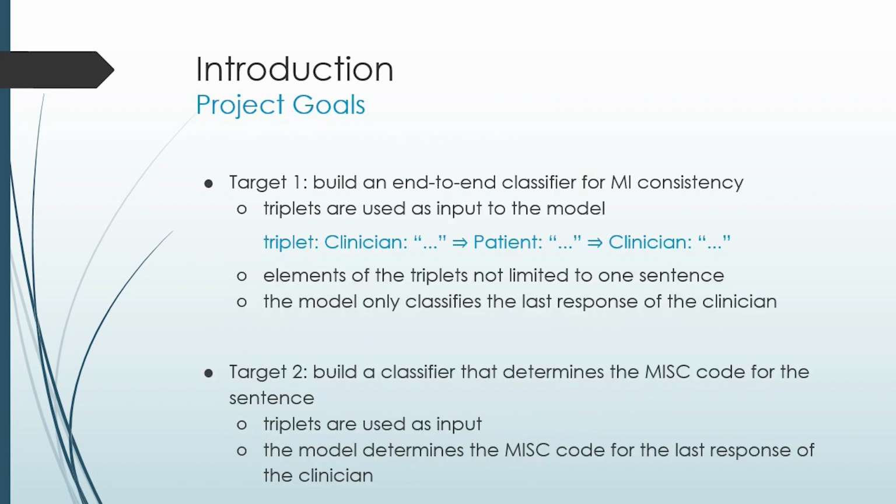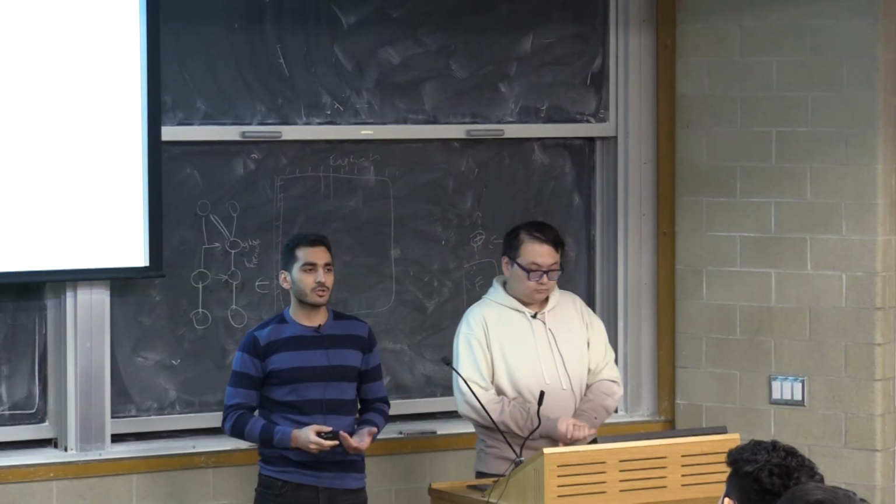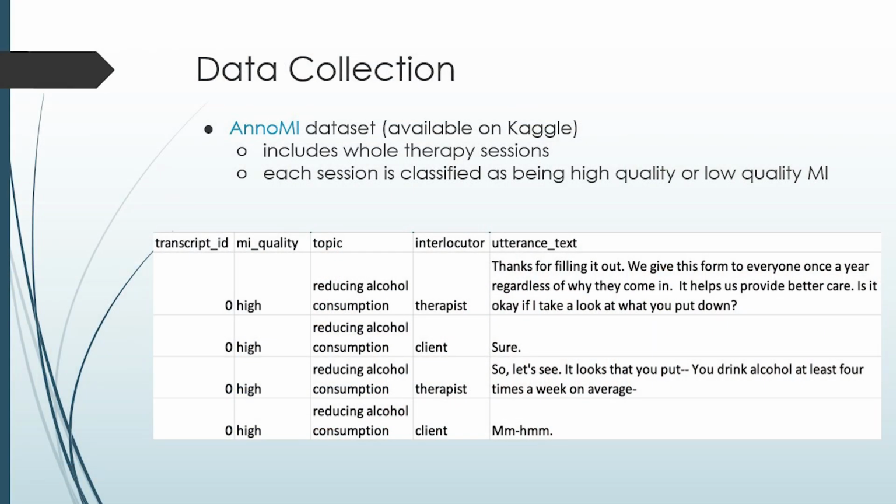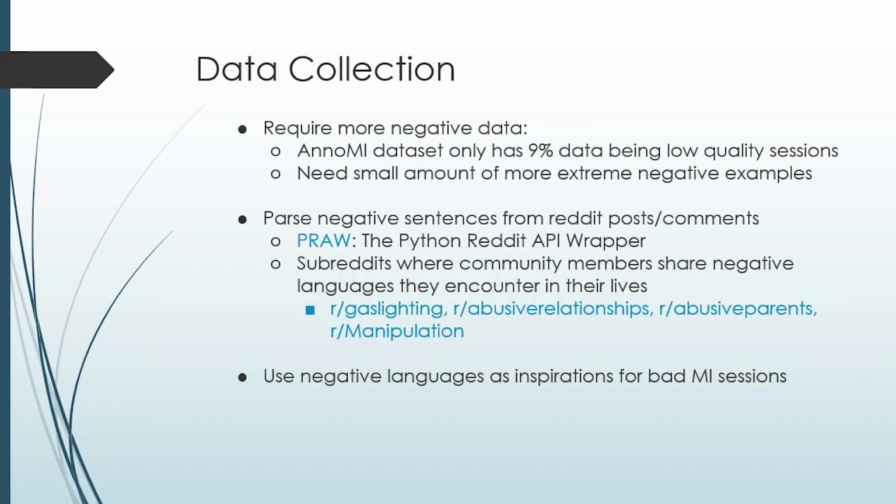For our project, we're developing two classifiers. The first classifier is end-to-end, and it uses triplets as inputs, and that's what a triplet is. It classifies the last response of the clinician. For the second classifier, we classify the MISC code for this last response. For data collection, we're using a data set called ANO-MI. It has whole therapy sessions, and it labels every session as being of low quality MI or high quality MI. We also parsed some data from Reddit to get more negative examples.